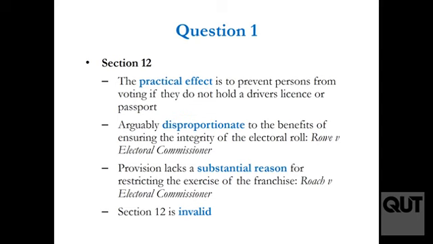Section 12 is an interesting provision. So as I have said on the slide, the practical effect of this provision is to prevent people from voting if they don't hold a driver's licence or a passport. So that means the practical effect of this provision is very analogous to the decision of Roach and the Electoral Commissioner. In that case, it diminished opportunities for enrolment to vote. On our facts, we're seeing diminished opportunities to actually cast a vote.